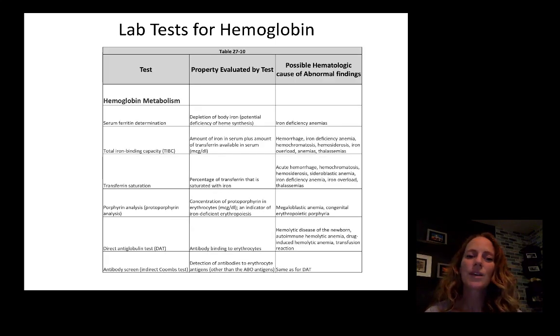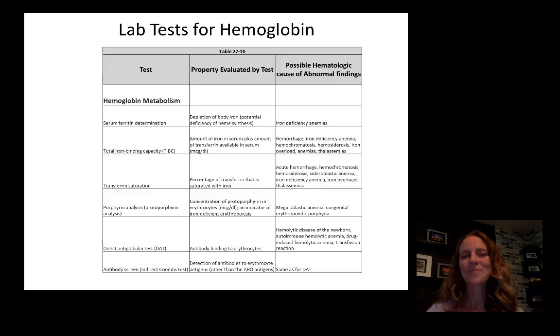There are also lab tests for hemoglobin. So there are tests which look at iron for iron deficiency anemias. We can look at ferritin and transferrin. We can look at antiglobulin tests and antibody screens. There's many different ways to also test for hemoglobin. And what I like about your textbook is that it tells you what the test is for and the possible cause. So as you're learning about all of your different anemias, you can put this together into the lab tests and the test results that you're seeing.